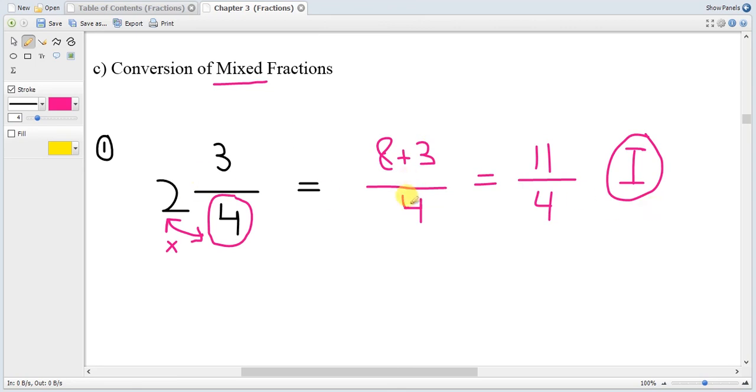I hope you have got the concept. We have learned conversions of fractions from mixed to improper and improper to mixed, and in the case of proper fractions, we cannot convert them. The reason is that a proper fraction is already a standard form of a fraction. I hope you have got the concept.